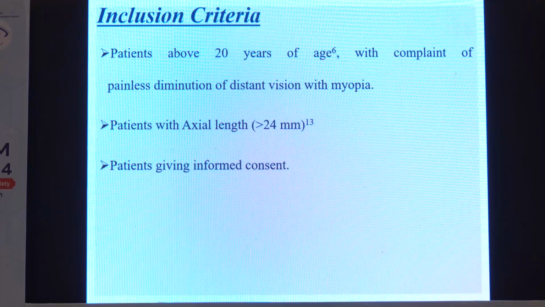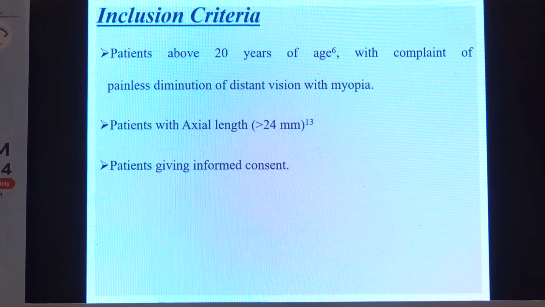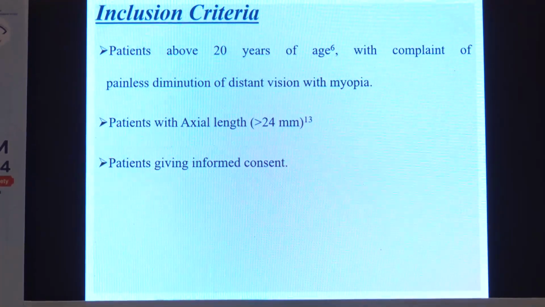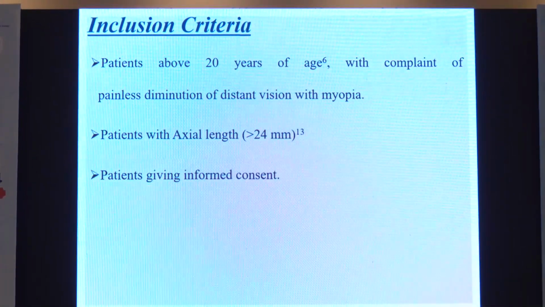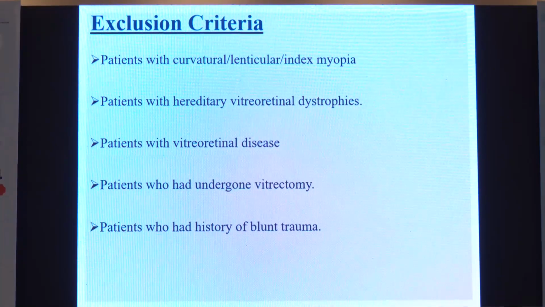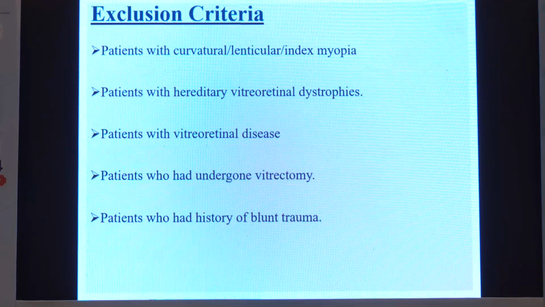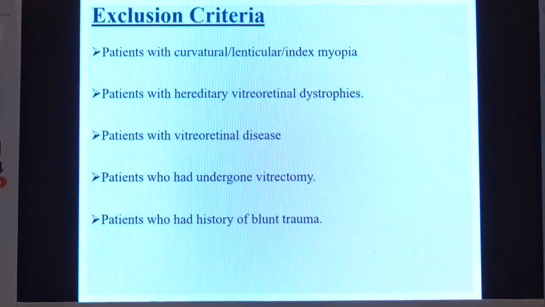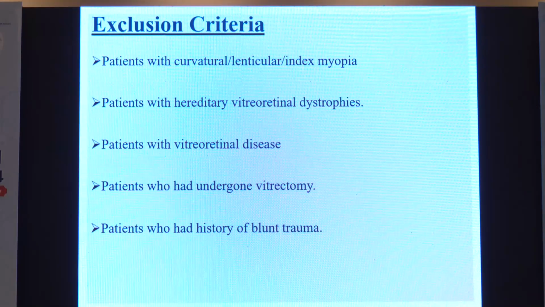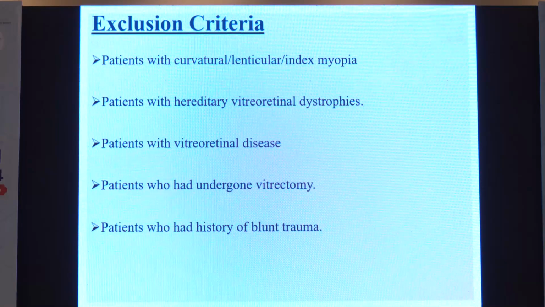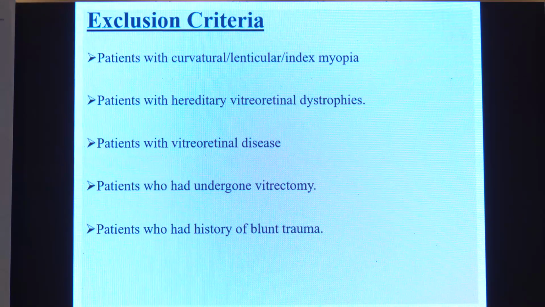Inclusion criteria: patients above 20 years of age with complaint of painless diminution of distant vision with myopia, patients with axial length more than 24 mm, and patients giving informed consent. Exclusion criteria: patients with curvatural, lenticular or index myopia, patients with hereditary vitreoretinal dystrophies, patients with vitreoretinal disease, patients who had undergone vitrectomy, and patients who had history of blunt trauma.